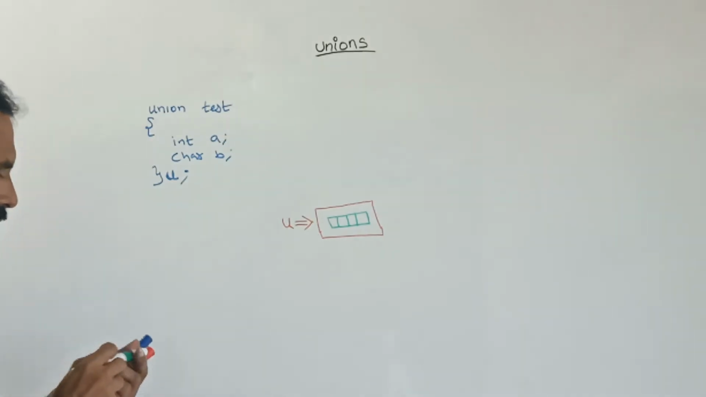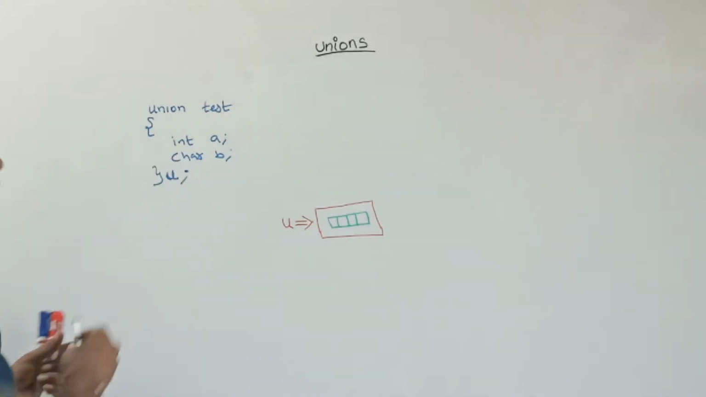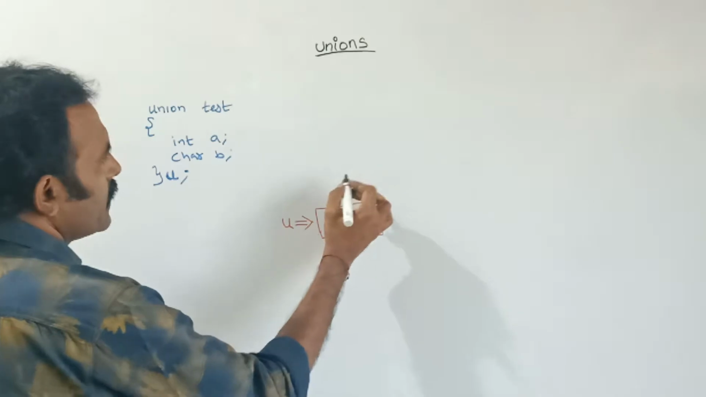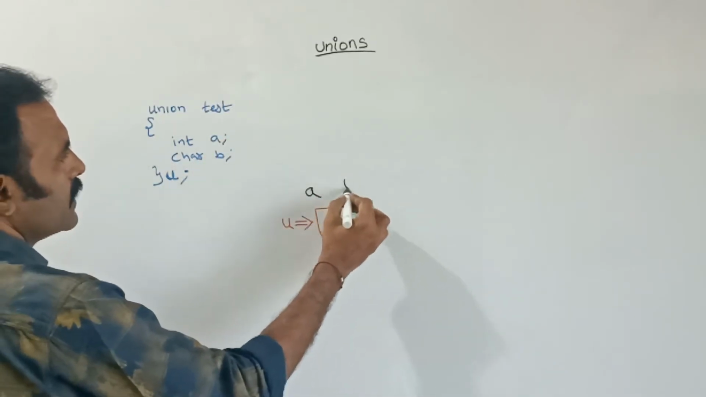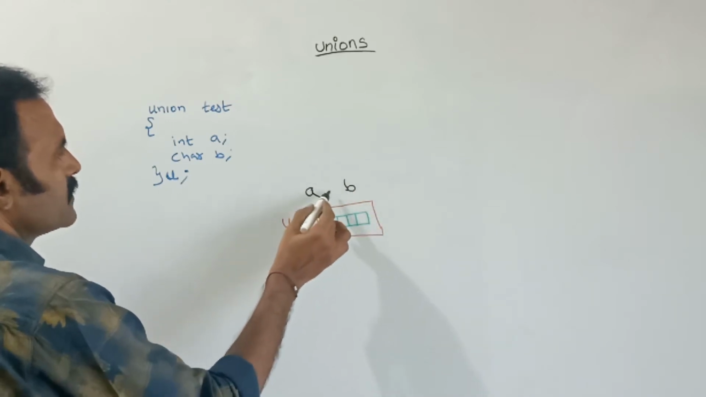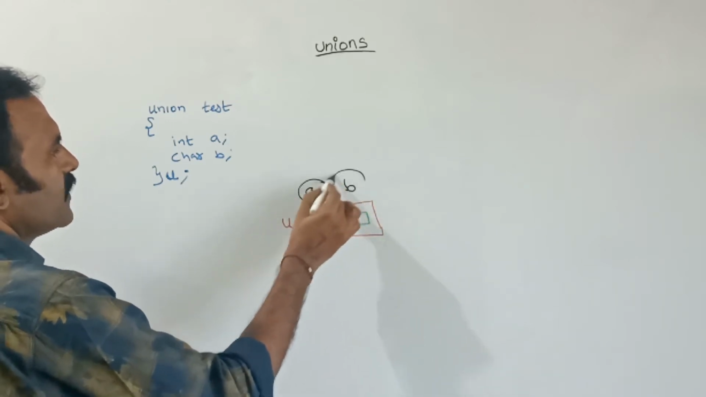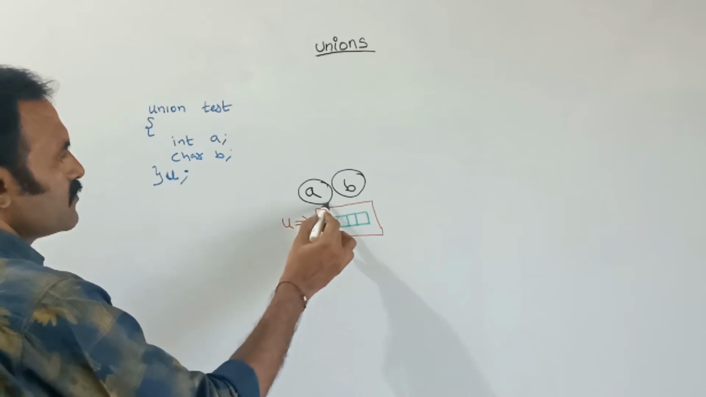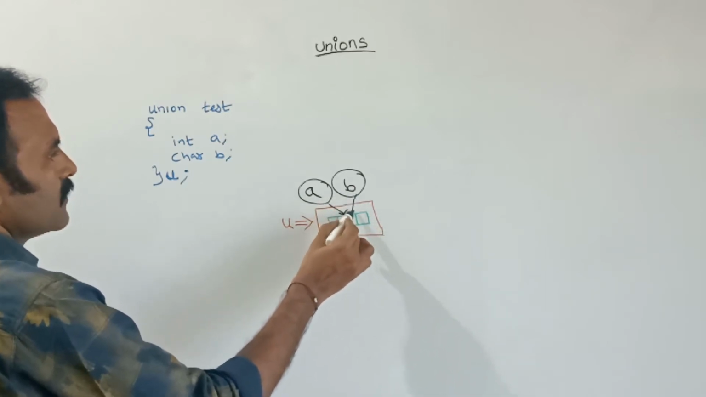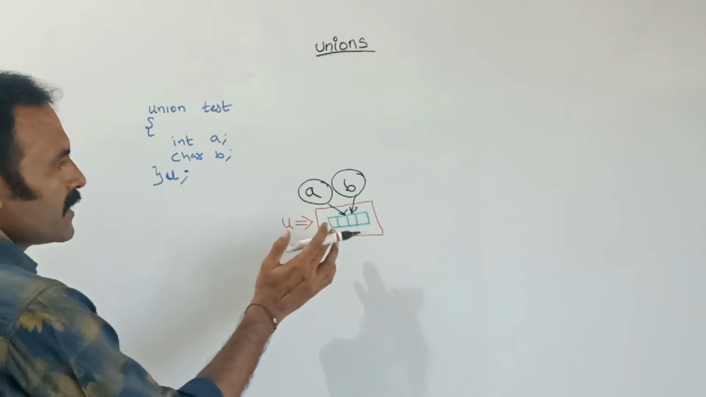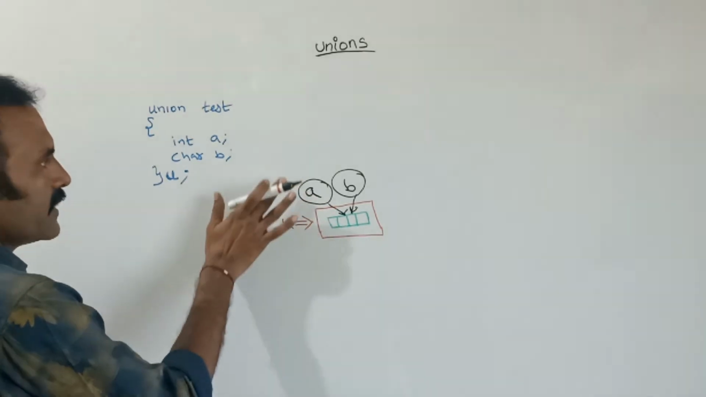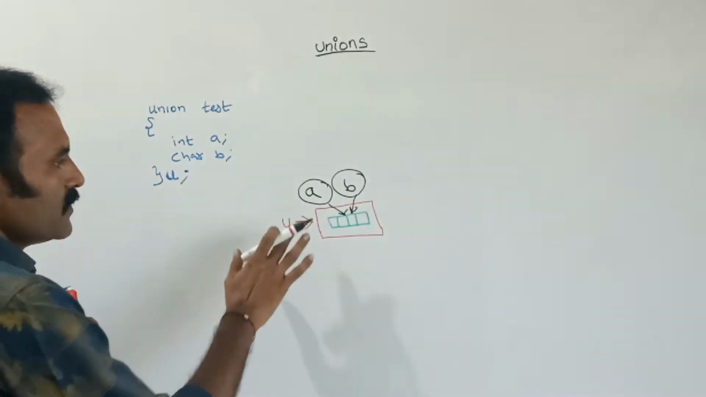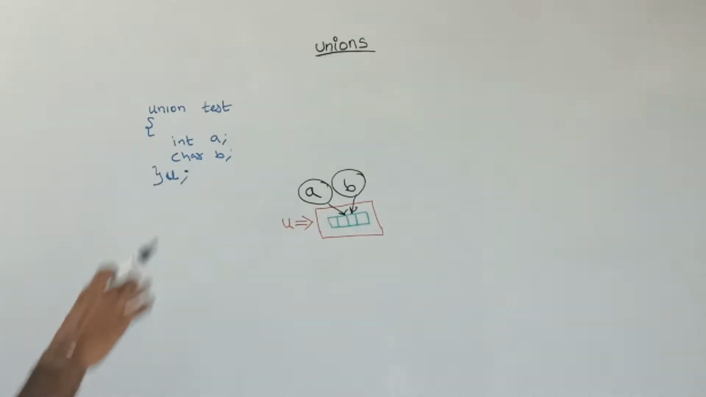4 byte. So here this is the common one. The variable name is A, integer data type. Next, the variable name B, this is the character data type. For A and B, this memory space is common. This same memory space is used for all the members, for A and B also. So here the memory utilization is like this.